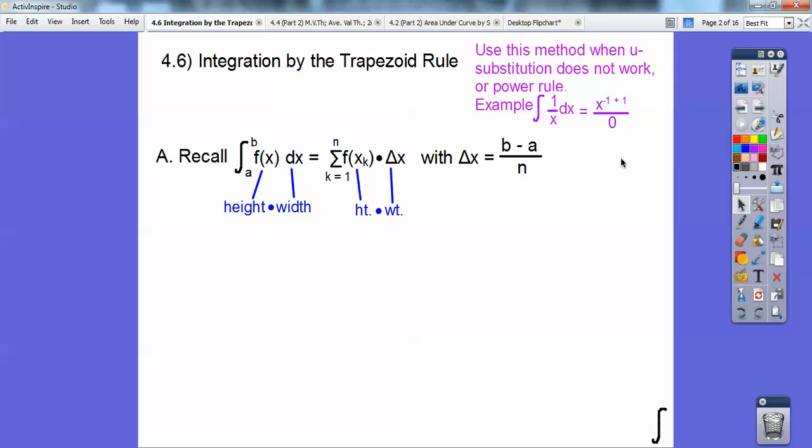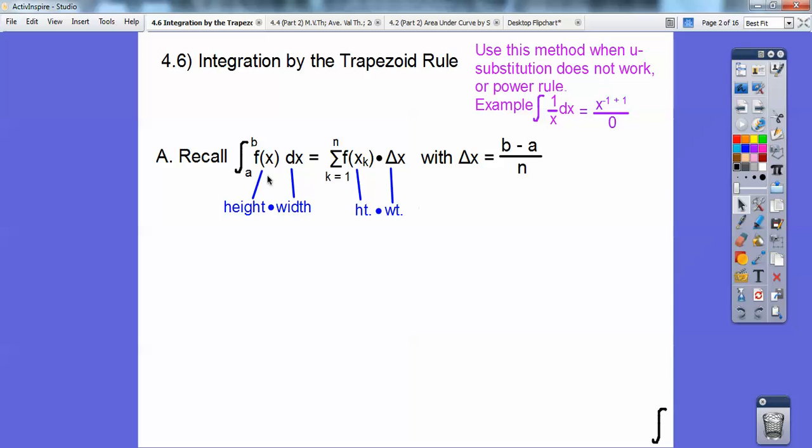For example, if you had 1 over x dx and you didn't know how to integrate that, and you tried the power rule, you add an exponent and divide by the exponent, you get a power of 0, and you can't divide by 0. So you can integrate this using the trapezoid rule.